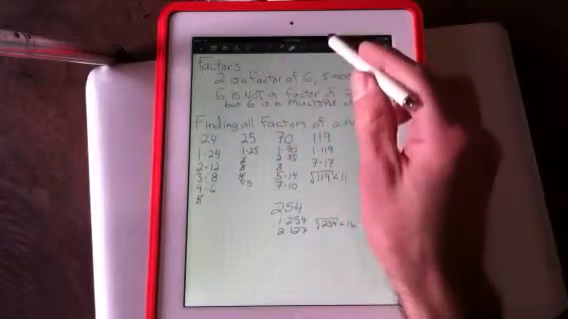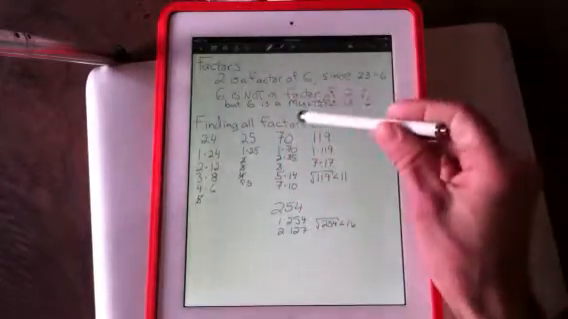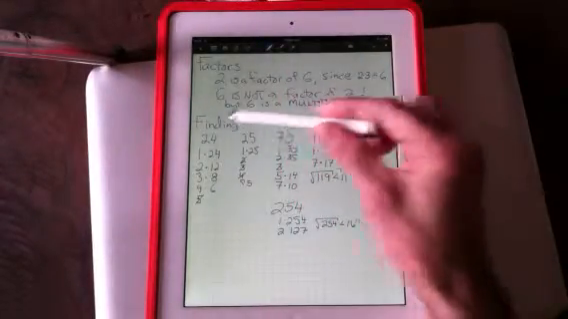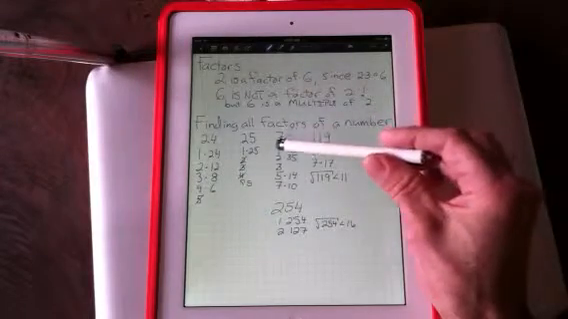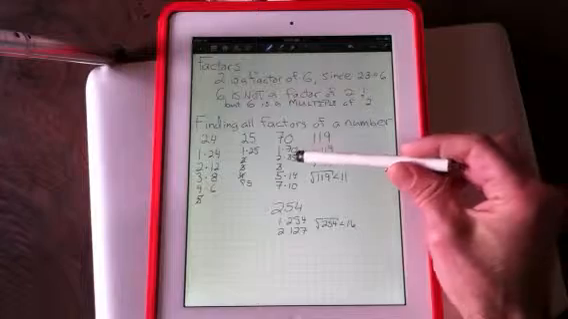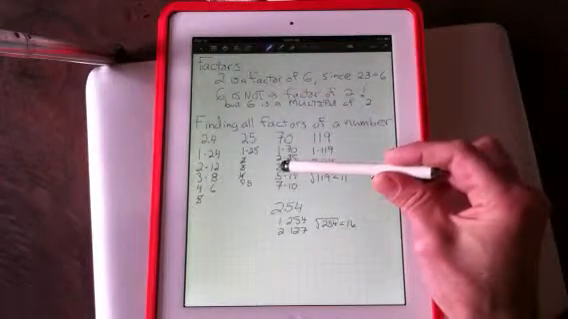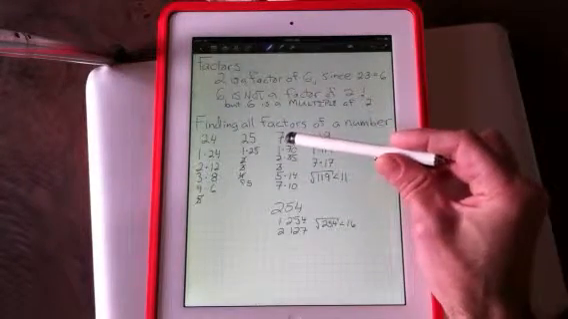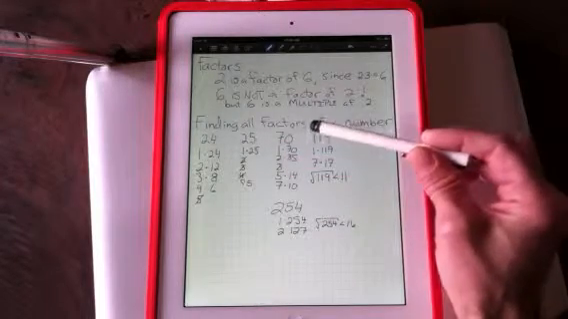Okay. Let's move over to 70. Again, I'm looking for all factors of a number here. 1 goes into 70 70 times. Then I tried 2. 2 goes into 70 35 times. Now I wrote 3 down, but 7 plus 0 is 7. 3 doesn't go into 7, so 3's out.